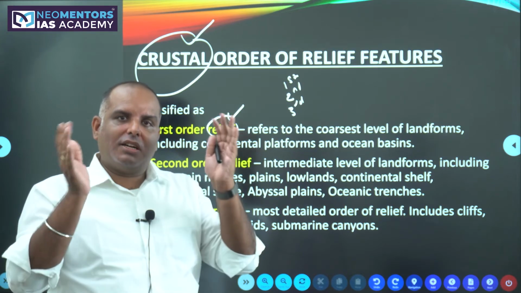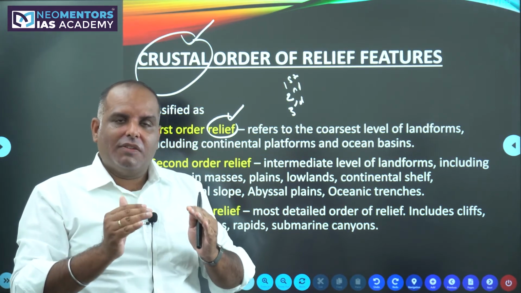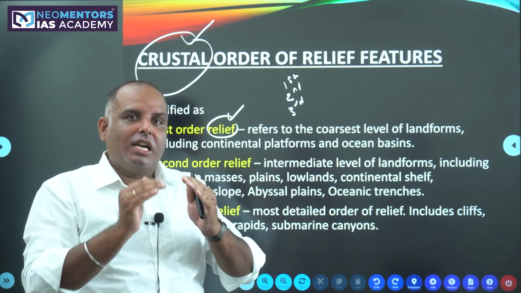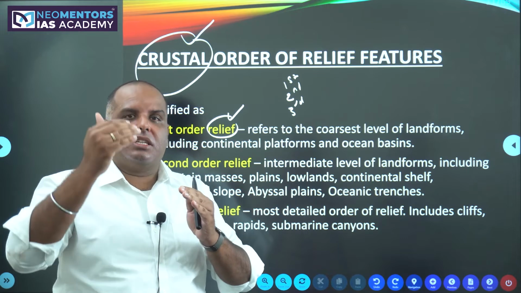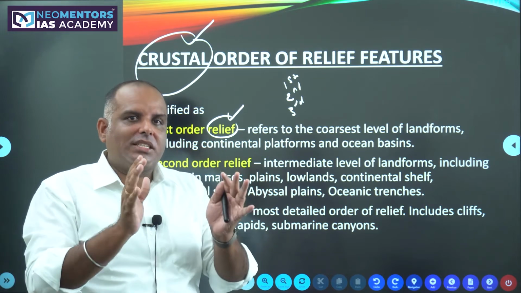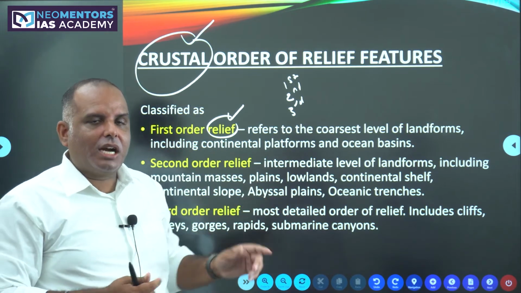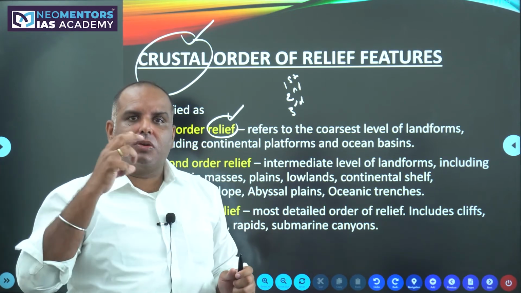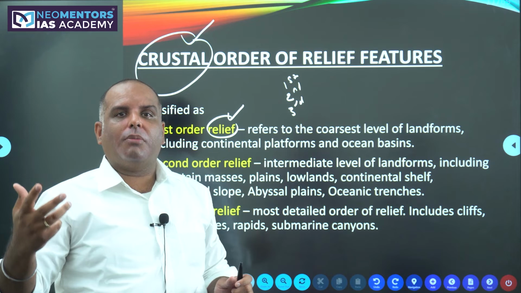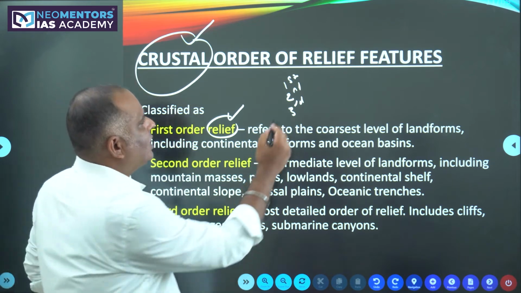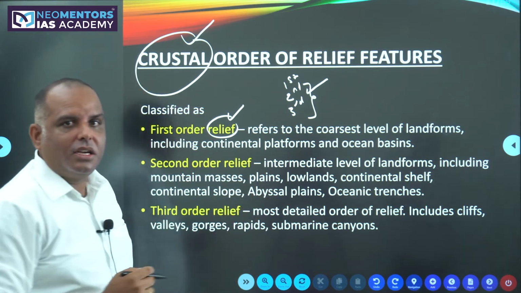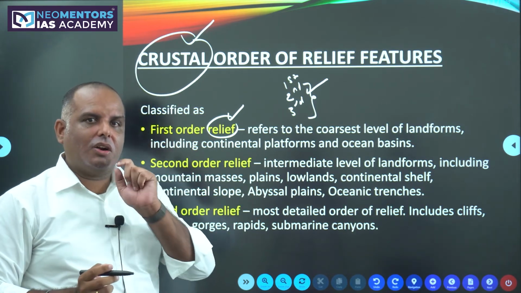When I say external forces, let's not think about just the forces outside, it could be internal also. Something else is acting on this first order relief that would cause the shape to be changed, or cause a new kind of landform to be formed. That would lead to the second order and third order relief.